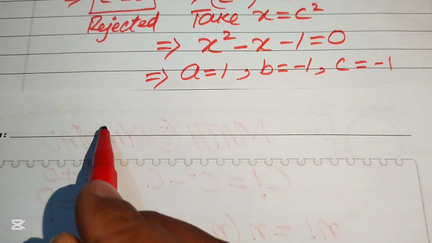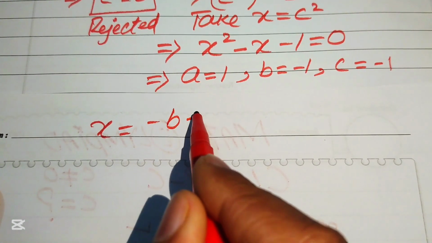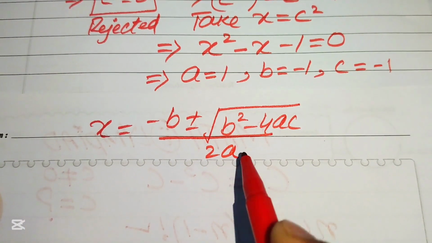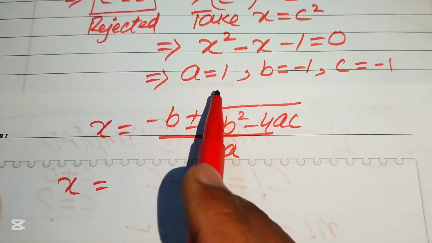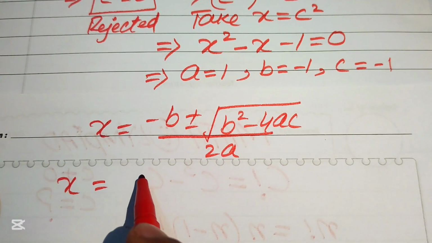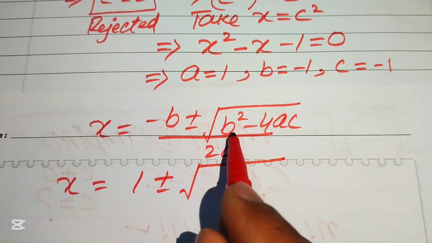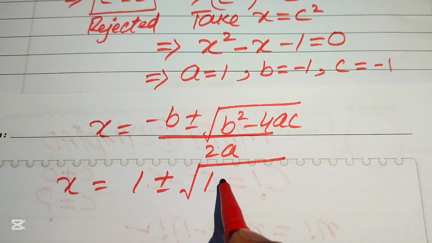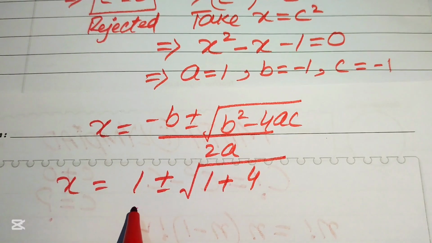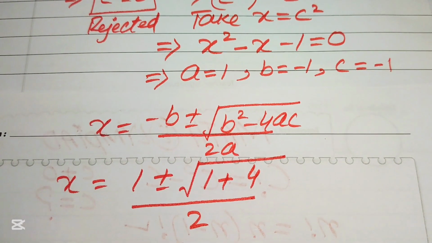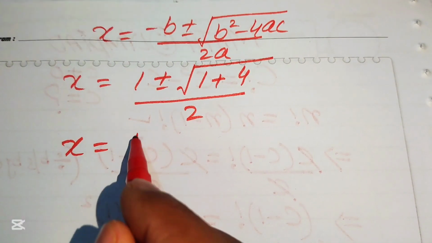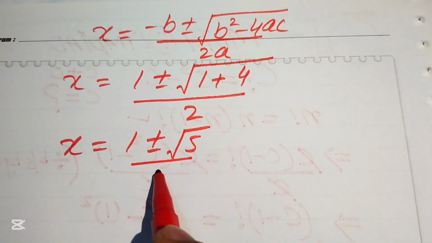Now the quadratic formula is stated as x equals minus b plus minus square root of b square minus 4ac, divided by 2a. This is our quadratic formula, and now we substitute the values of a, b and c. The value of b is minus 1, so minus times minus becomes plus 1, plus minus square root of b square, minus 1 squared equals plus 1, and a is 1 and c is minus 1, so this becomes plus 4, divided by 2 times a, which is 2. After simplification, we write x equals 1 plus minus square root of 5 divided by 2.